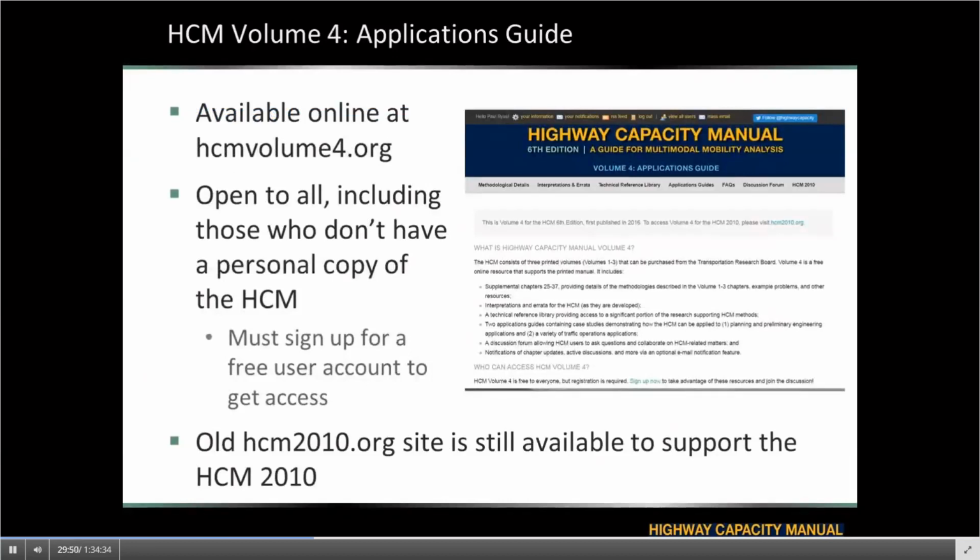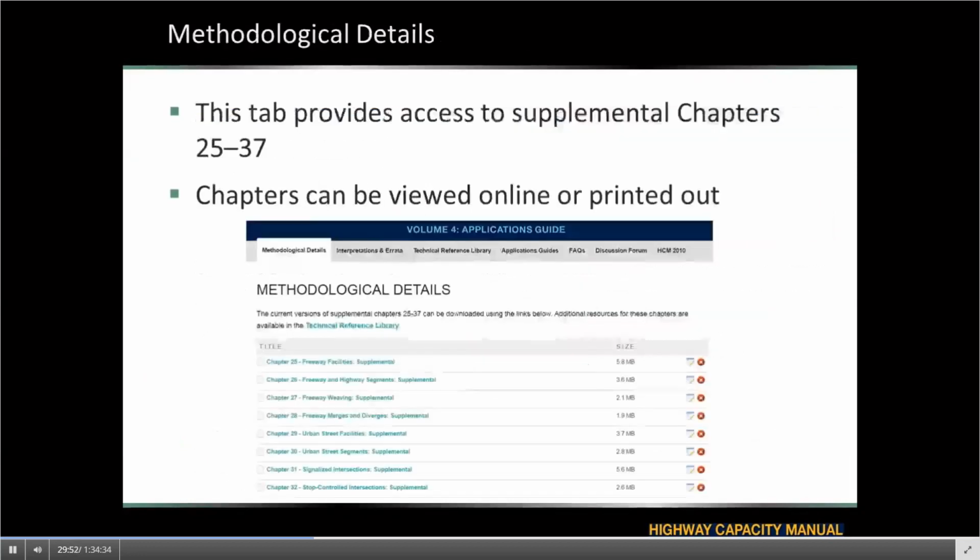One key function of HCM Volume 4 is to provide access to the supplemental chapters that provide additional details about HCM methodologies, field measurement techniques, example problems, and more. These can be found in the methodological details section of Online Volume 4.